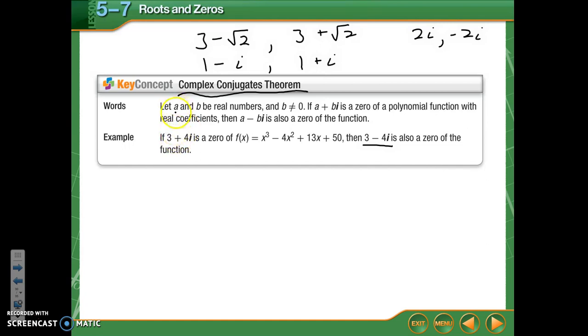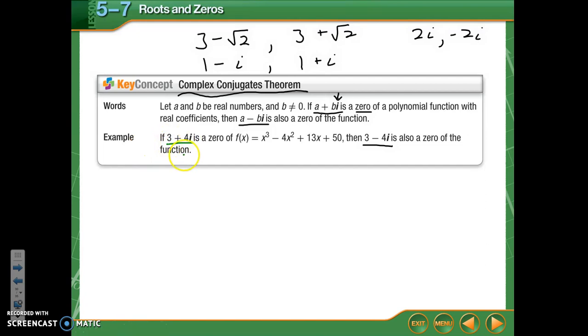Okay? So if a and b are real numbers, and b cannot be equal to 0, here I have a complex number, a plus bi. If I know that a plus bi is a zero, or a root of a polynomial function, it cannot happen by itself. If it's a complex zero, where I definitely have an imaginary part, it cannot come by itself. Its conjugate will always be a zero as well. So if they tell you 1 plus i is a zero of a function, you automatically know 1 minus i also has to be a zero of the function. Just like they have here in the example.